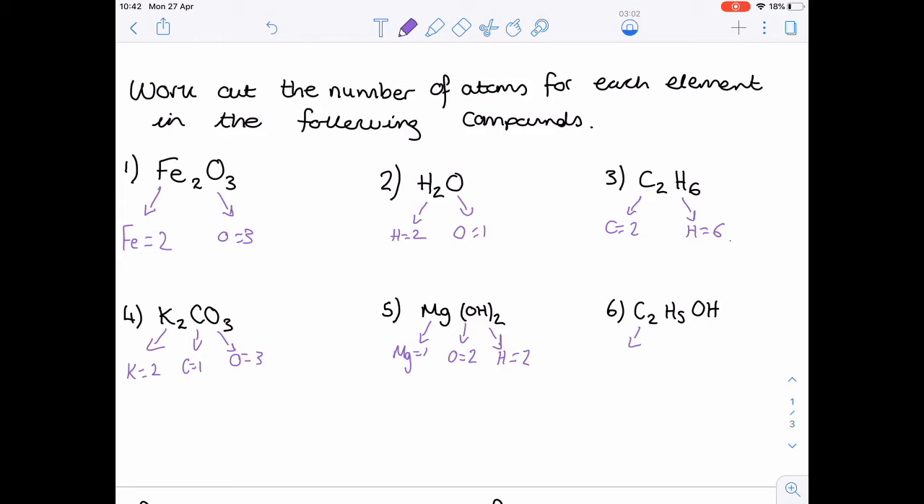Final one, no numbers in front, so C equals 2, H equals 5, O equals 1, and we've got another hydrogen here, so you could either write H equals 1, or you could add that up to make H equals 6. Doesn't matter which way around you've done that. But they are the same element. That hydrogen there is the same element as that hydrogen there. So the best option would be for you to have written H equals 6.